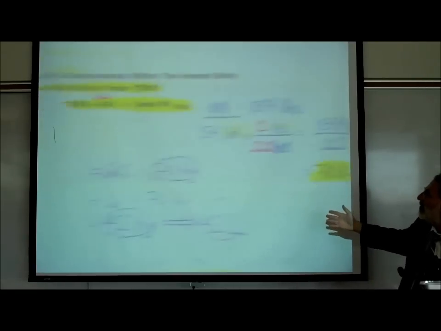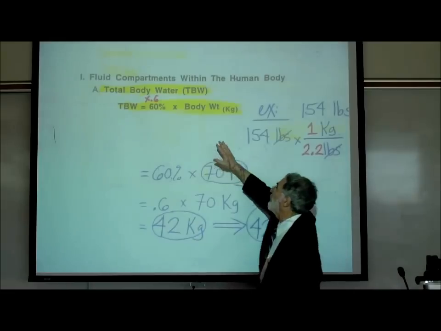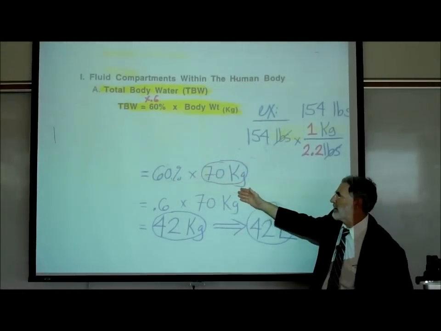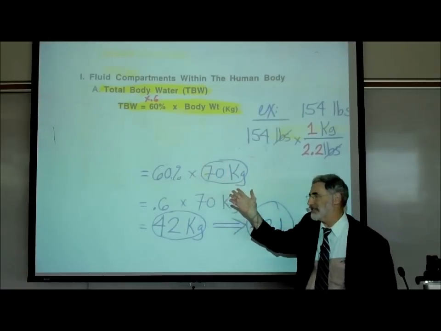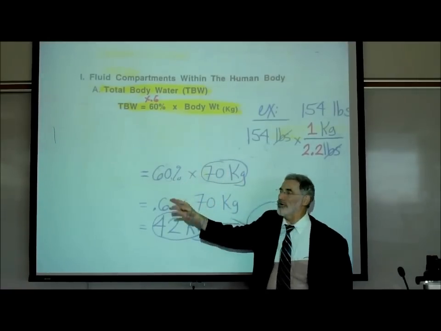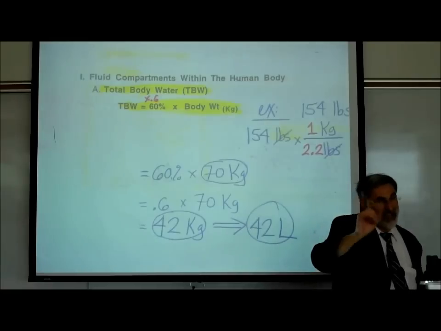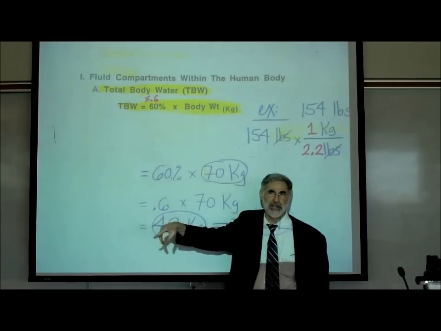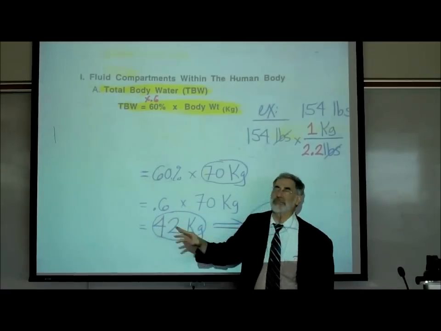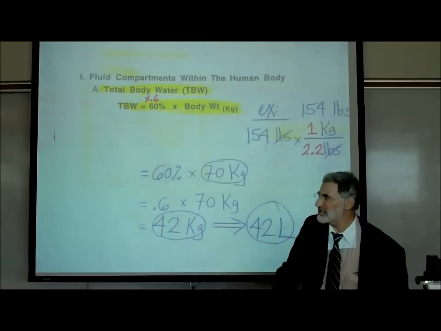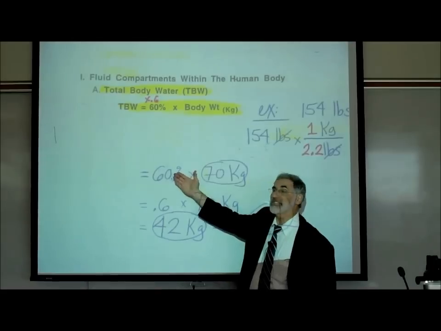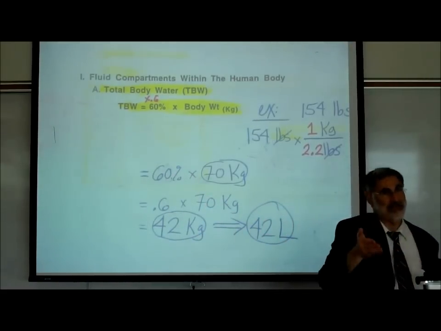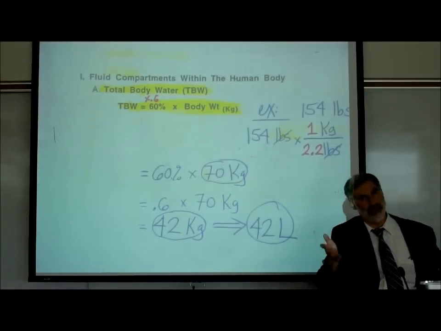All right, so now let's calculate the amount of water in that person's body. 60% times 70 kilograms, because 60% of the body weight is water. Now, to convert from 60% to a decimal, you move the decimal point 2 places to the left. So 60% becomes 0.6. Think about this. Isn't 50% the same as 0.5? All right, so 50% is the same as 0.5, 60% is 0.6.